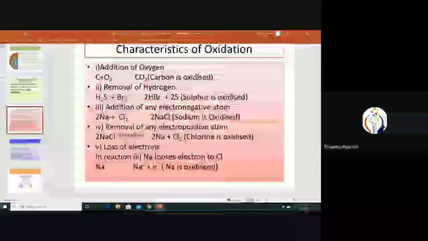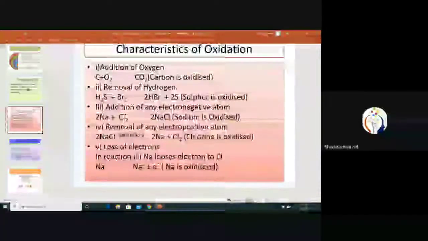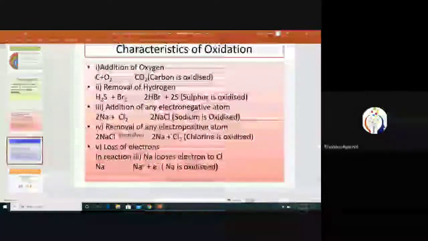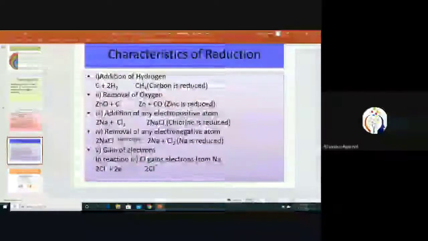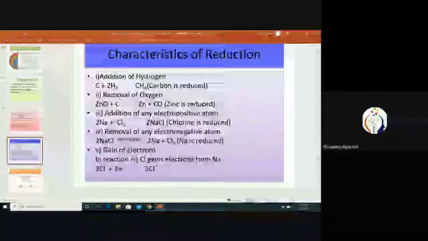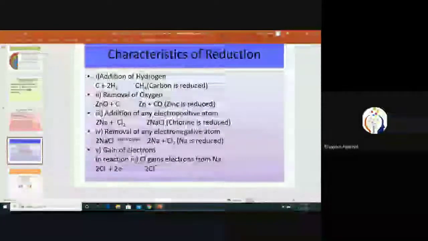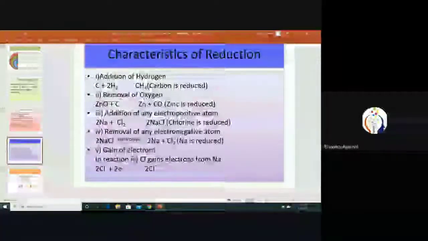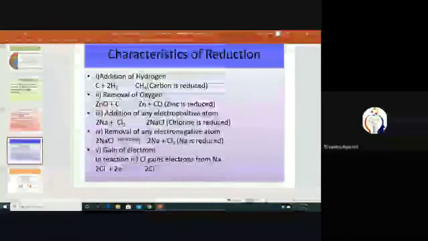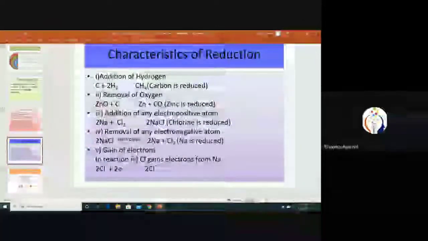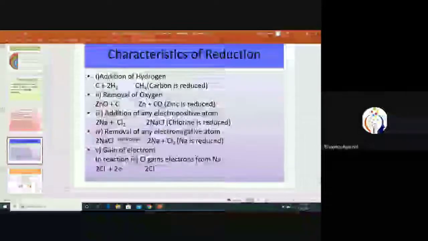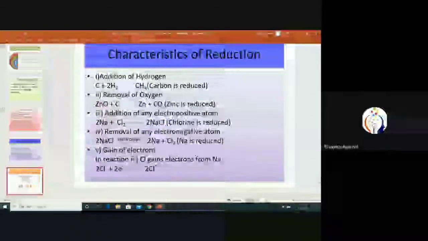Again, the electronic concept: the loss of electrons characterizes the oxidation reaction. That means the gain of electrons is a sign of reduction reactions. In this reaction, if you clearly observe over here, chlorine gains electrons from sodium. That means chlorine acquires a negative charge. It becomes Cl negative, and thus we can say that chlorine is reduced in the reaction. So in all these reactions, we see that oxidation and reduction reactions are going on simultaneously.